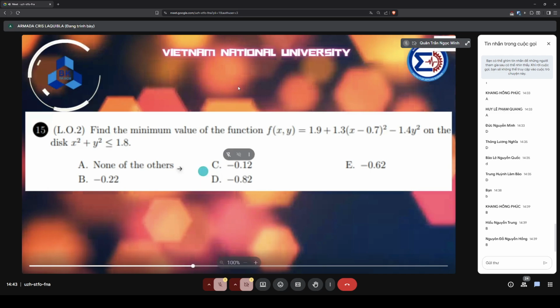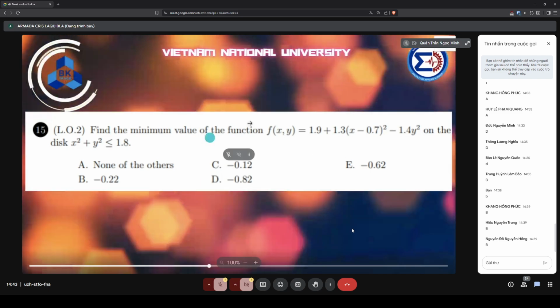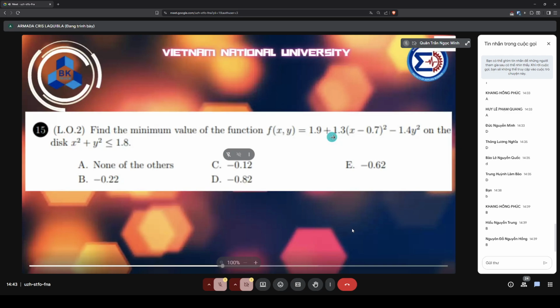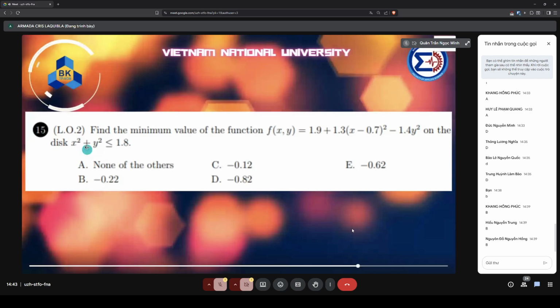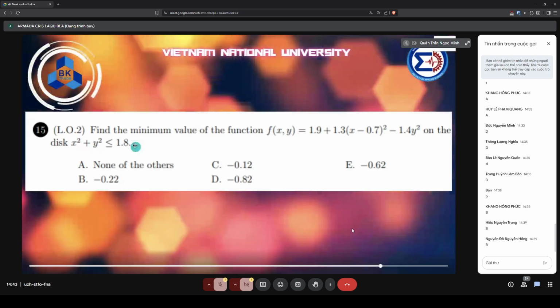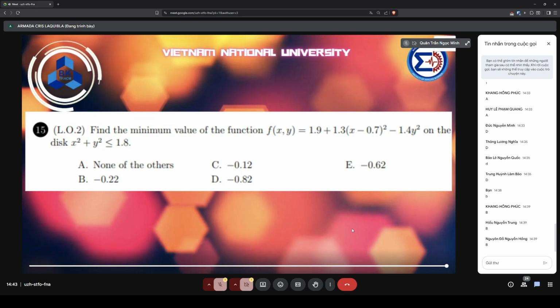You have here finding the minimum value of this function: 1.9, 1.3 (x minus 0.7) squared minus, subject to x squared plus y squared less than or equal to 1.8. Okay, so that is your disk, and the radius is the square root of 1.8, right? Because your 1.8 there is equal to r squared. So take the square root of both sides. Your radius is the square root of 1.8.